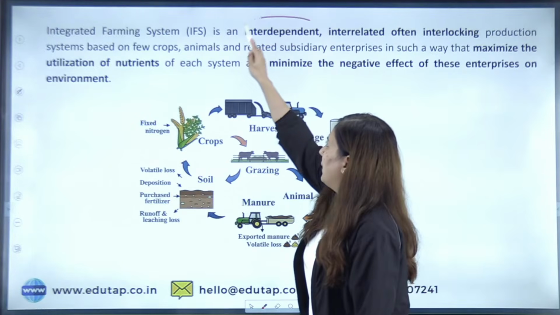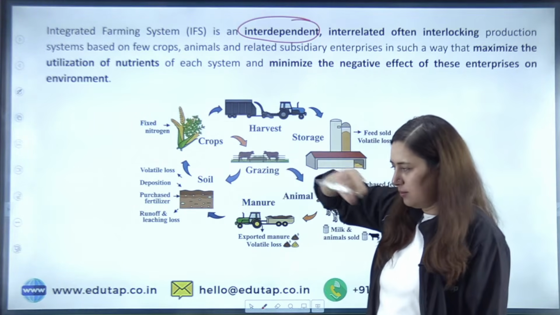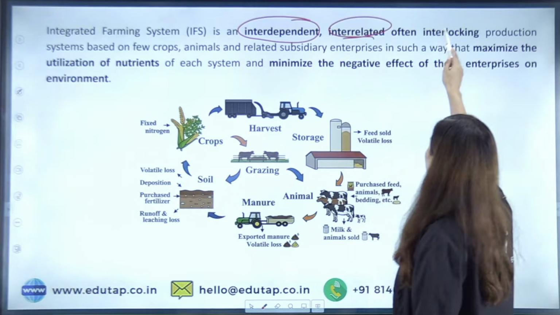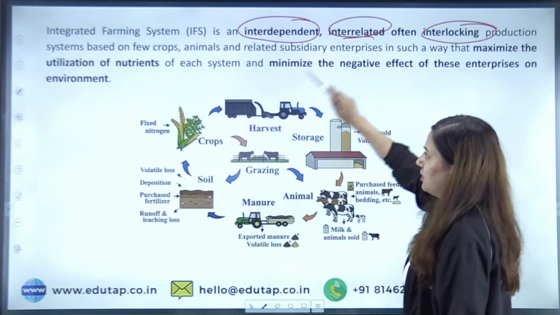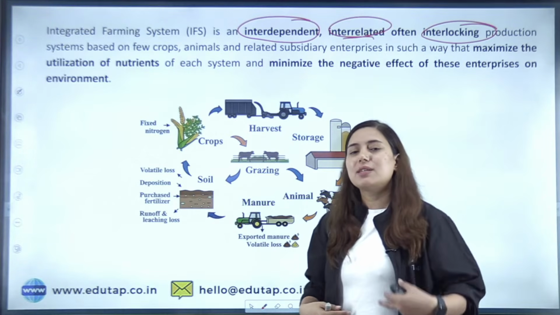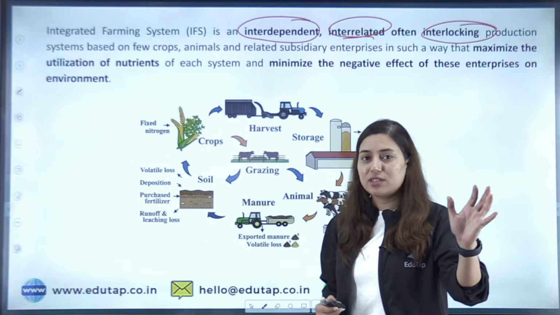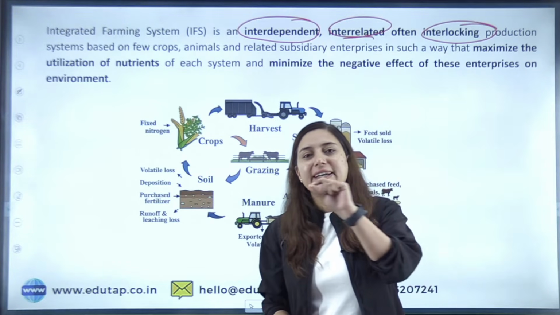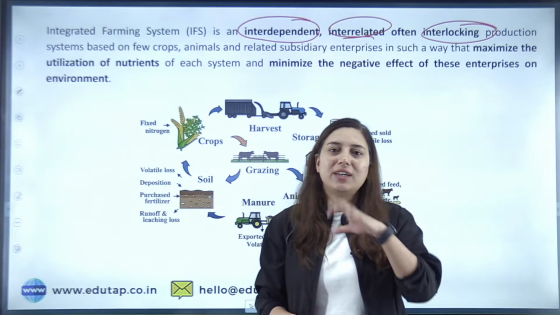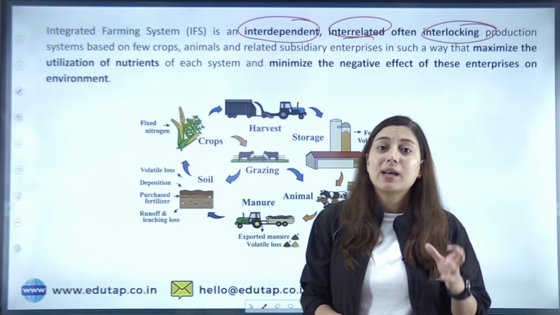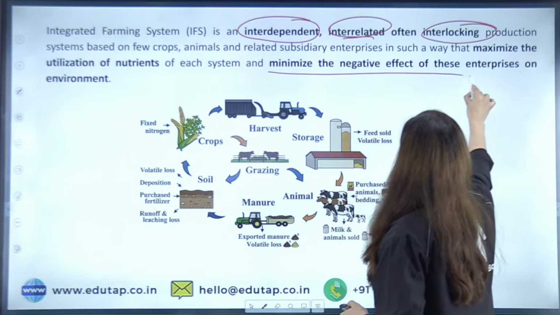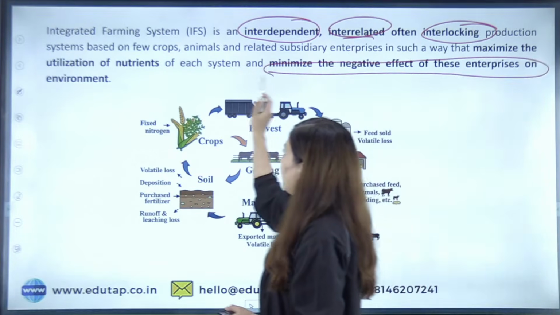It is the interdependent. This is basically the definition of integrated farming system, that it is an interdependent, interrelated, often interlocking production system. So again, farming system we have discussed in very first, that we are integrating all the farm enterprises. Integrated farming system, maybe we are integrating all the farm enterprises, but objective here is to minimize the negative effect of these enterprise on environment.